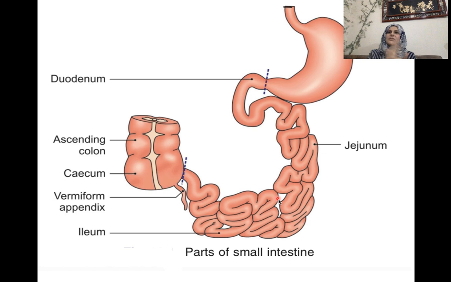ما عندي حد فاصل. يعني احنا قلنا from the duodeno-jejunal flexure يبدي الجيجينم. At the ileocecal junction ينتهي الإليم. البداية الدودينم من البايلورس. من نهاية البايلورس of the stomach يبدي عندنا الدودينم. بس كحد ما بين the jejunum and ileum, I don't have a discriminative line, so I say according to length, 2/5 is jejunum, 3/5 is ileum.